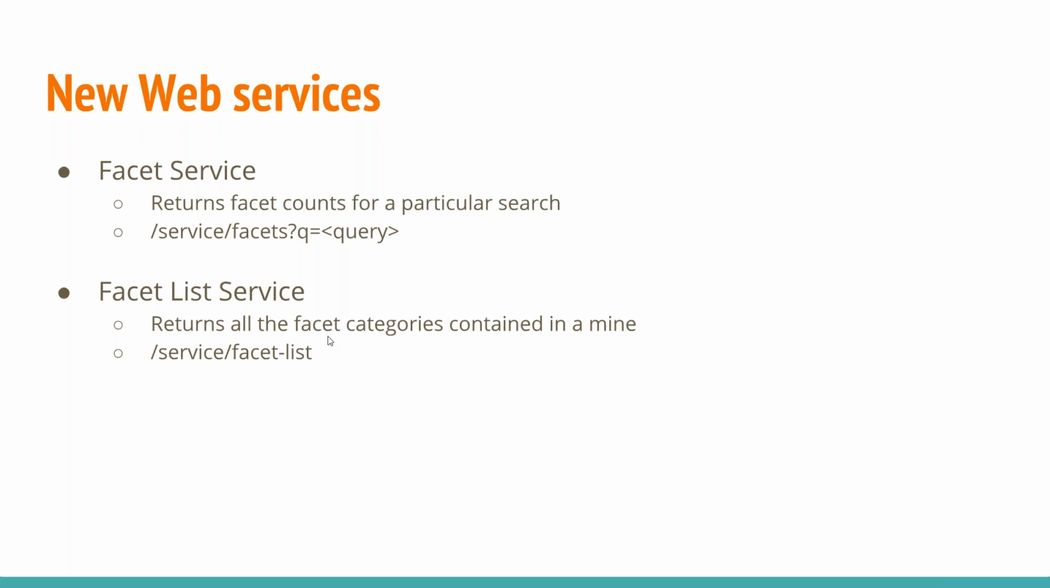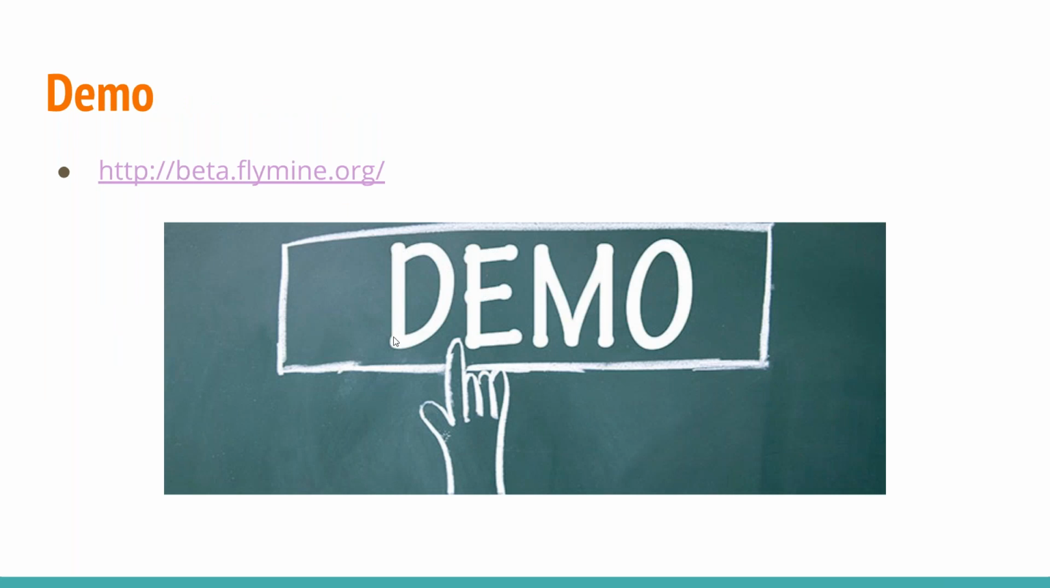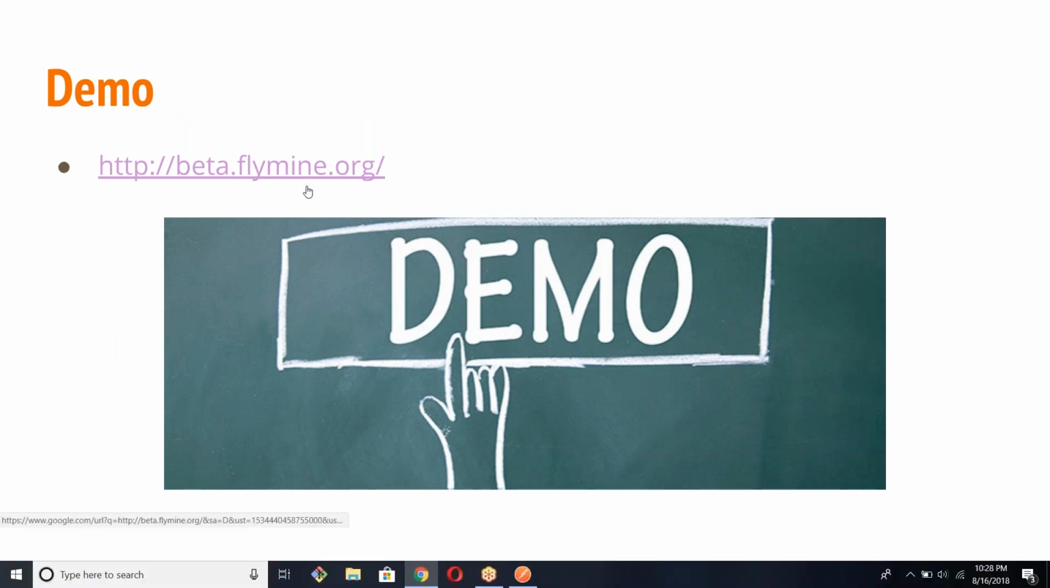The next web service is the facet list service. If you're interested in the facet categories that are contained in the mine, you can use this facet list. If you want to know all the facets that are available in the mine before you do a search, this is the service you want to use. So we can go for a quick demo.